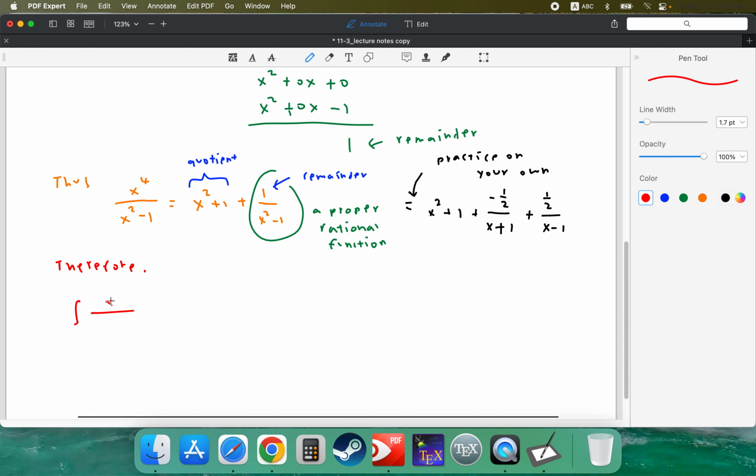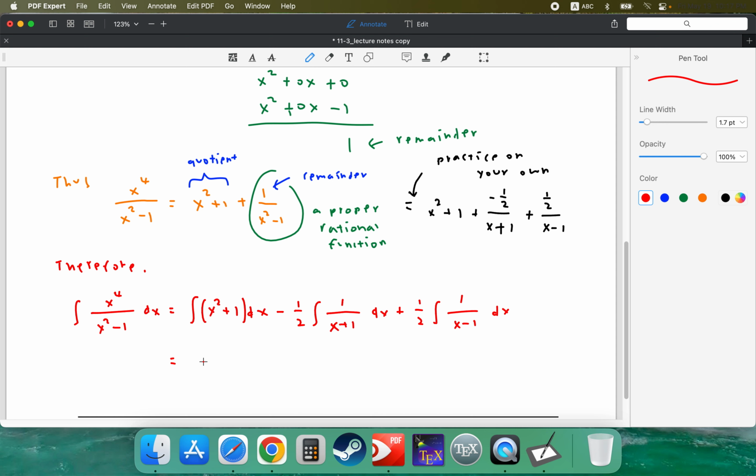Therefore, if I integrate x to the fourth over x squared minus 1, then I will need to integrate x squared plus 1, minus 1/2 the integral of 1 over x plus 1, plus 1/2 the integral of 1 over x minus 1. Does that make sense? I can, because I have a sum. We know the integral of the sum is the sum of the integrals. So integrate this, integrate this, integrate this. As I said, it should be really easy.